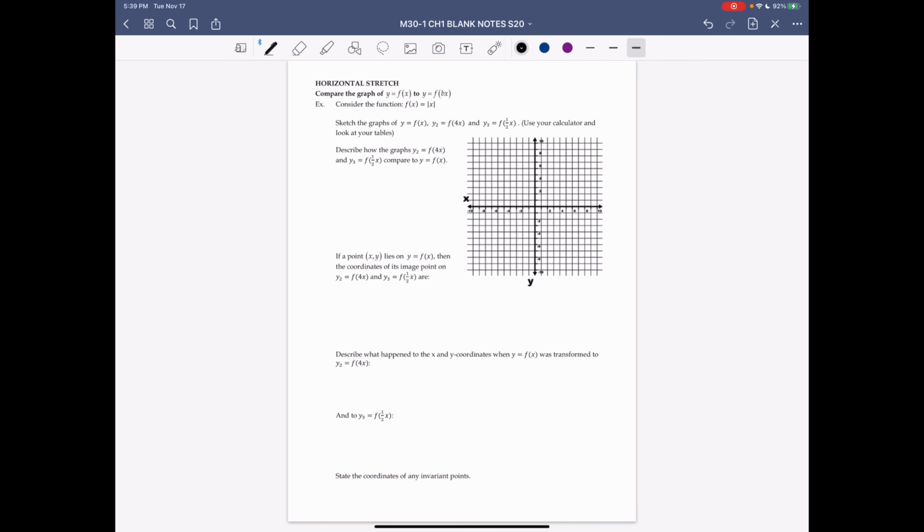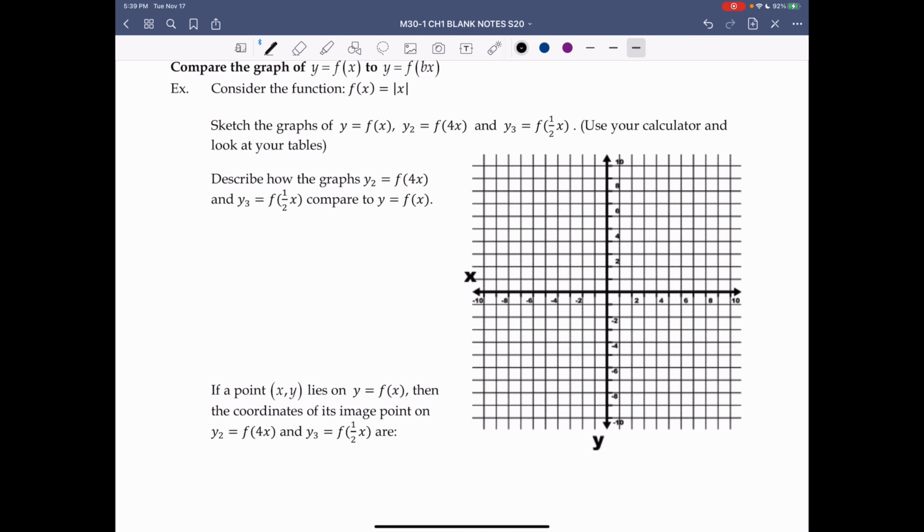Horizontal stretch. Compare the graph of y equals f of x to y equals f of bx. Example, consider the function f of x equals absolute value of x. Sketch the graphs of y equals f of x, which is y equals absolute value of x, y2 equals f of 4x, which would be y equals absolute value of 4x, and y3 equals f of 1/2 x, which would be y equals absolute value of 1/2 x. Use your calculator and look at your tables.